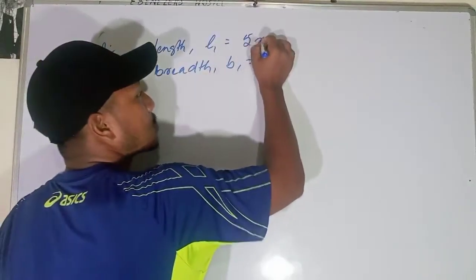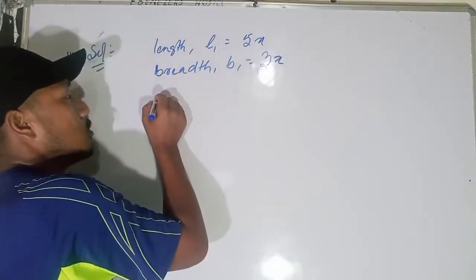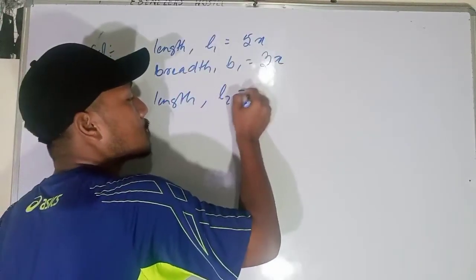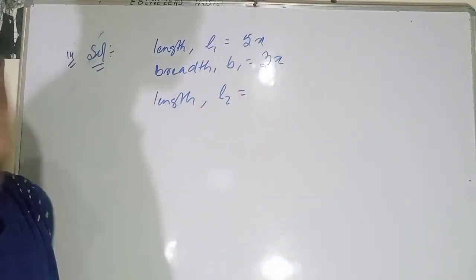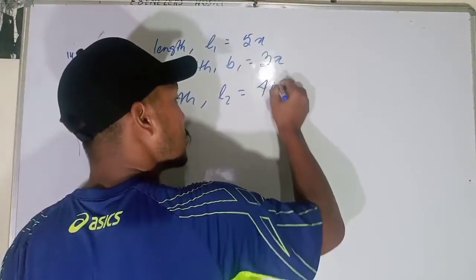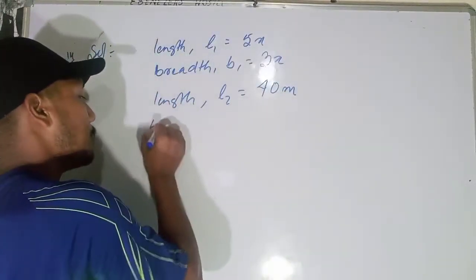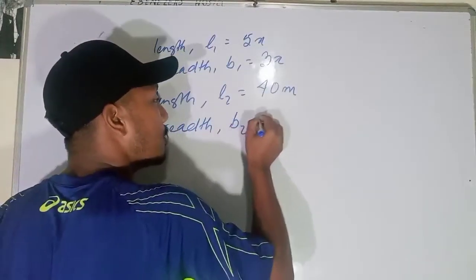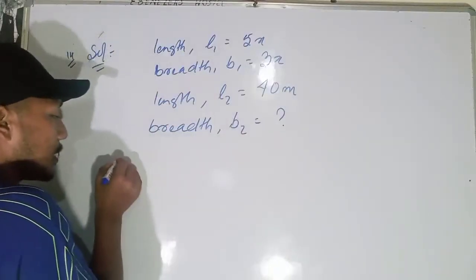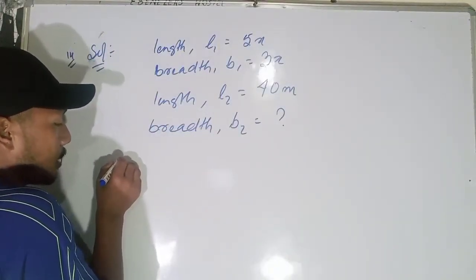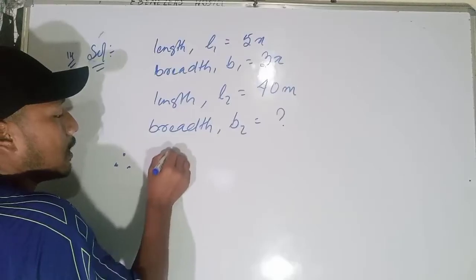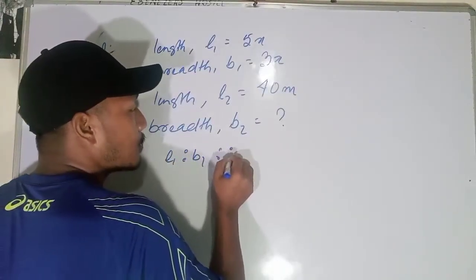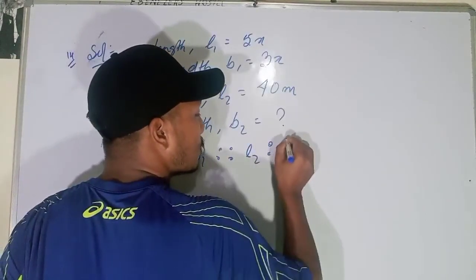Let's say this is Lx. So length is given again. Length L2 is given in the form of 40 meters. Okay, now this is in the form of 40 meters, but breadth we don't have. So B2 we don't have. This is what we don't have. But since they have said that they are in proportion, therefore, what is it? L1 is to B1 ratio and L2 is to B2.